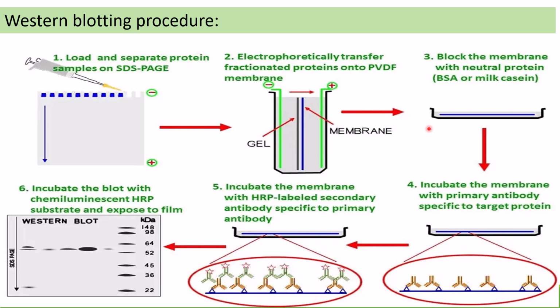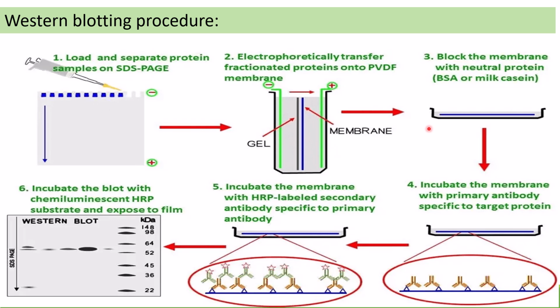We don't want any unspecific thing to bind on our surface. We have to block the entire membrane so nothing else should be there. Block means we need a plain surface, so to make that surface plain, we are going to block. We'll be blocking it with BSA, and around 1.5 to 2 hours is sufficient.